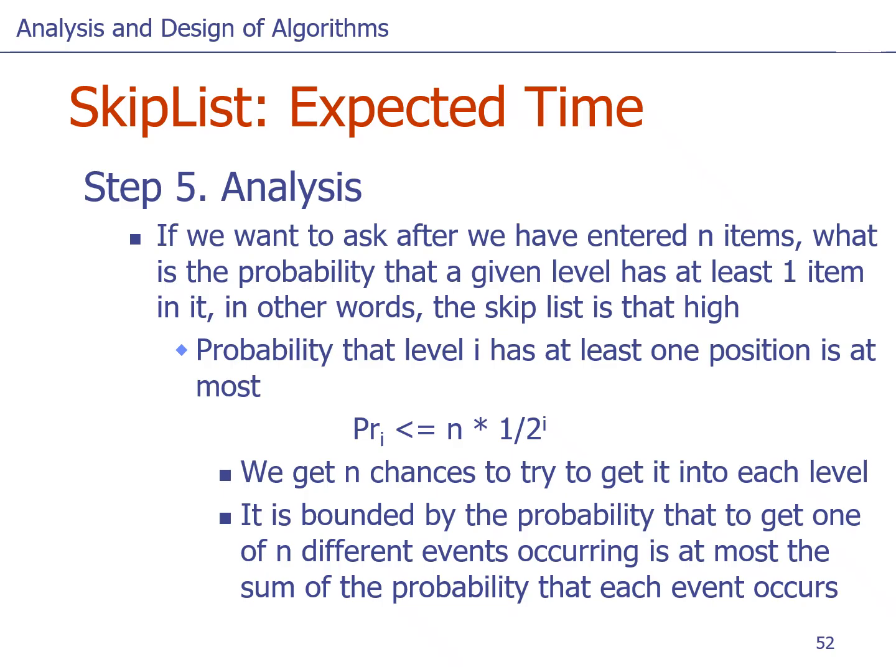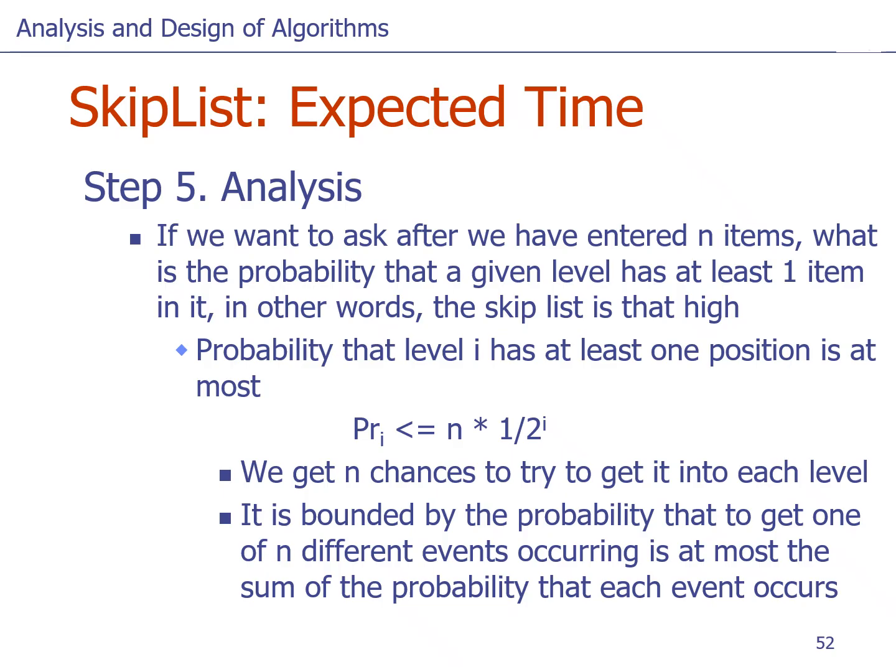We have been computing the probability of one element jumping many levels upward, but we don't have one element. We have n elements. We have inserted in the linked list n items. Okay? So let me read this. It says, if we want to ask, after we have entered n items, what is the probability that a given level has at least one item in it? In other words, the skip list is that high. Okay? The probability that level I has at least one position is at most n multiplied by 1 over 2 to the I.